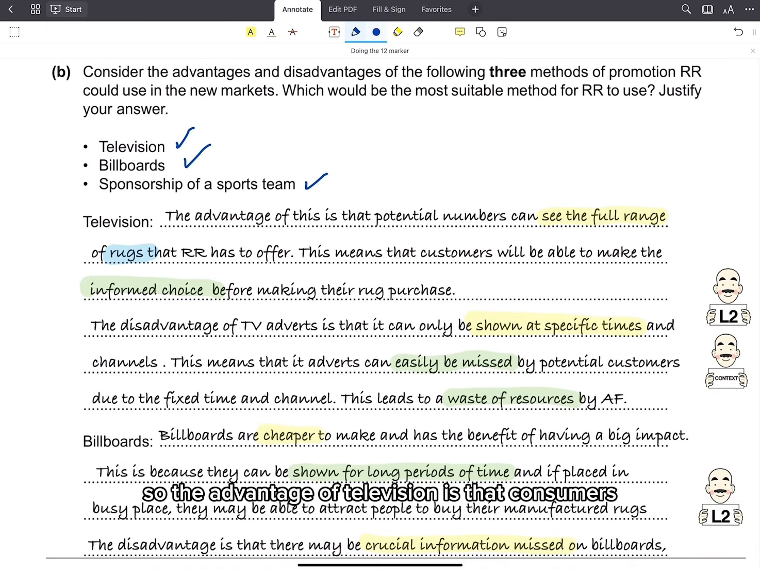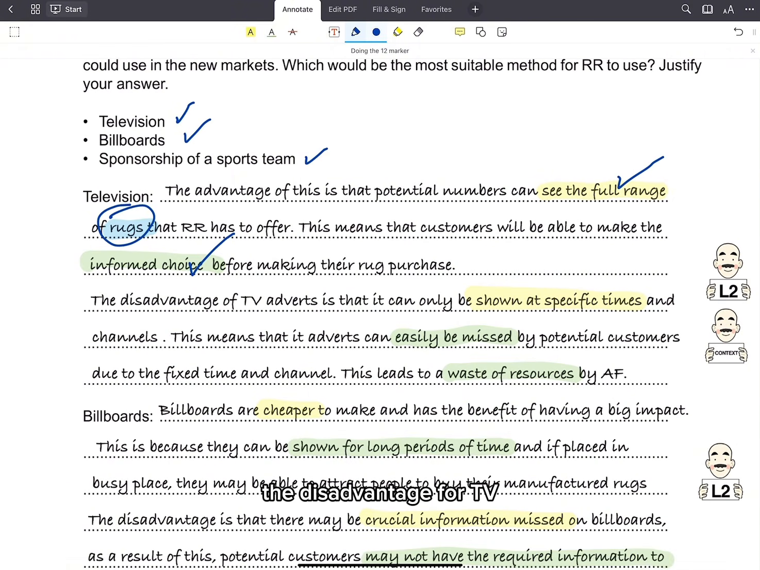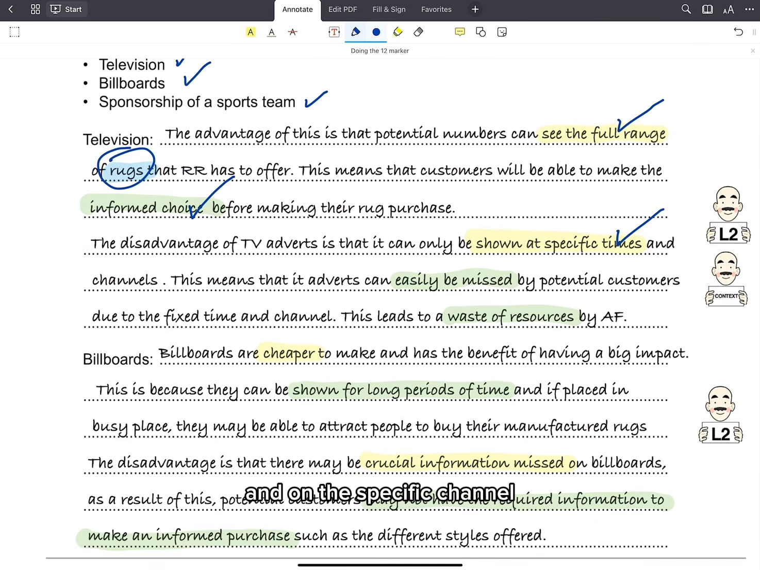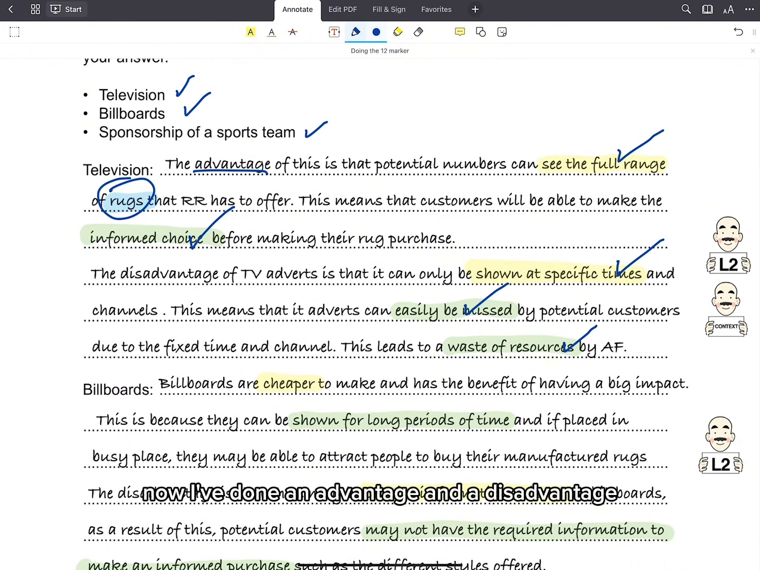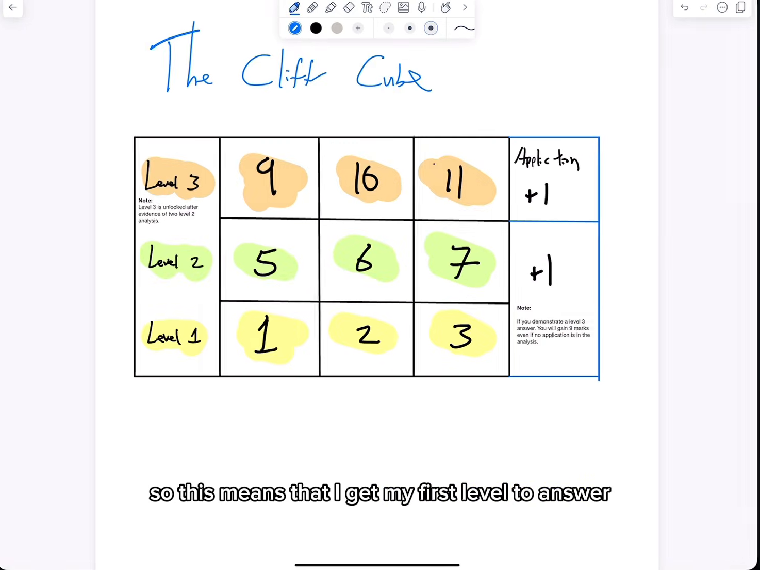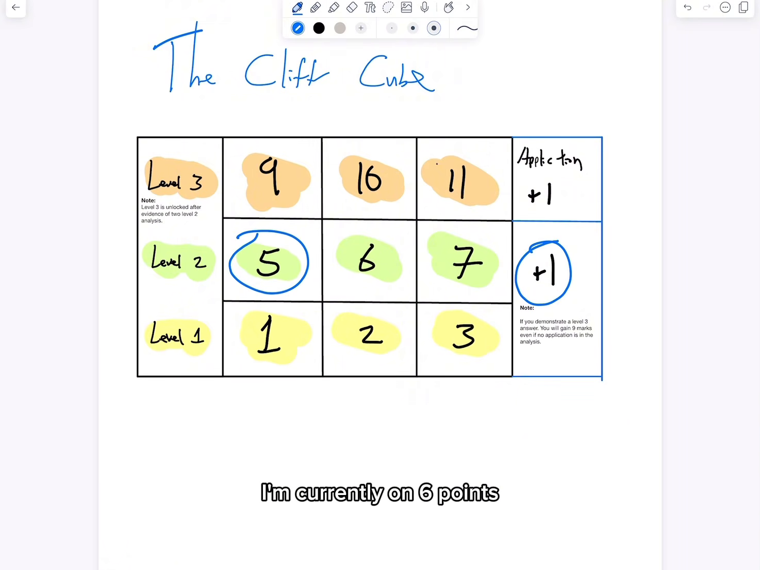So the advantage of television is that consumers or customers can see a full range of rugs, and this means that they can make an informed choice. The disadvantage for TV adverts is that it can only be viewed at a specific time and on a specific channel. So this means that it will be easily missed and it could be a waste of resources by AF. Now, I've done an advantage and a disadvantage, which is a balanced argument. I've also said rugs, which gives me my context. So this means that I get my first level 2 answer. That gets me 5 points, plus my application. I'm currently on 6 points.